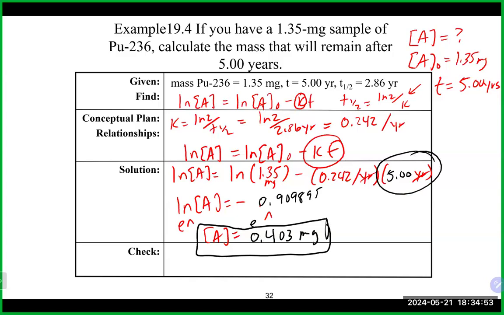Any questions on that one there? It is less than we started with, which is good, right? If we went the wrong way there and went higher, that would not be good as it's decaying. So we should obviously end with less than we started with. Any questions on that there? All right.